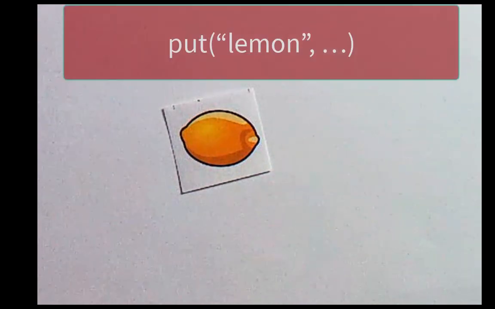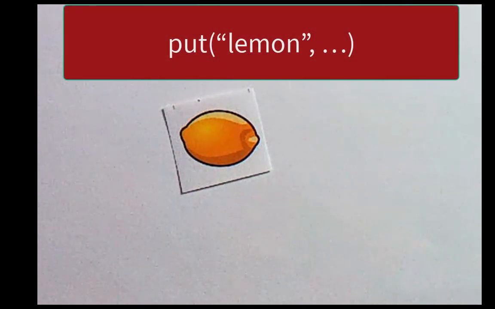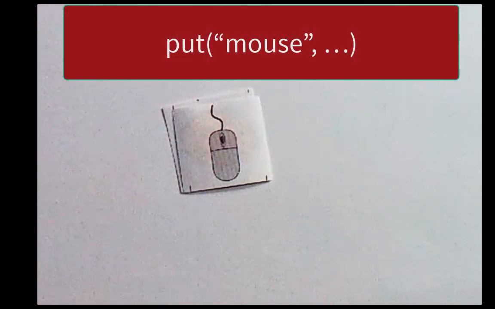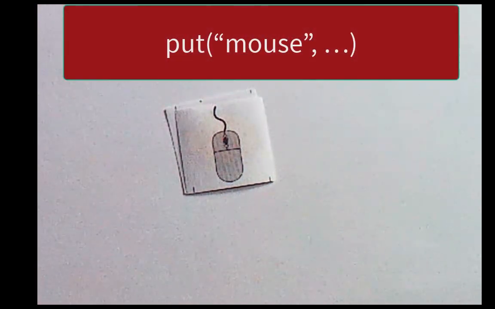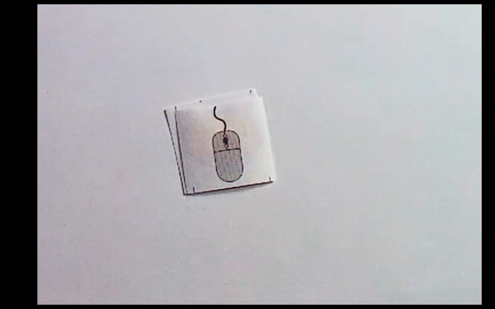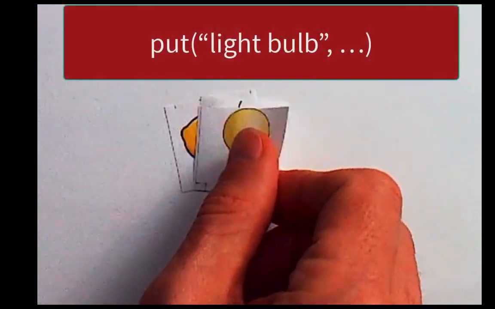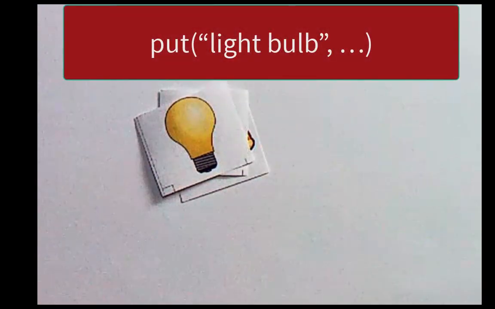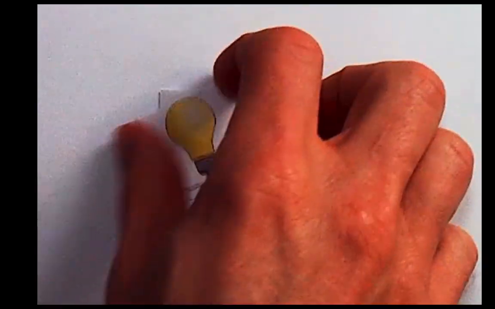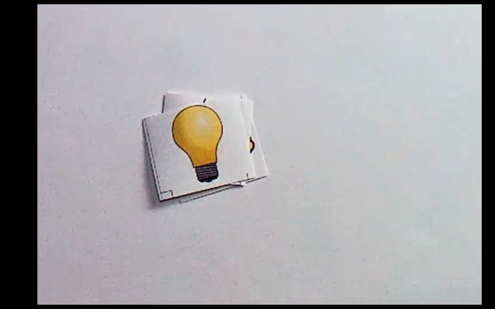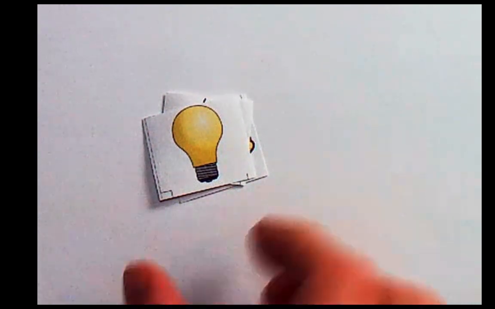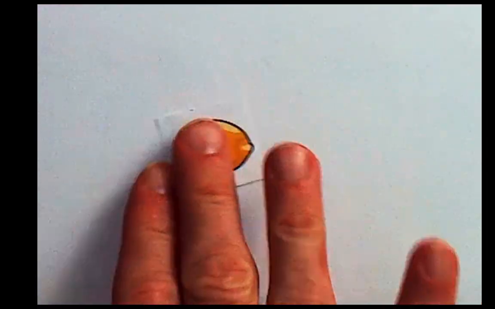So imagine first that I put a lemon in my list. And then maybe after that, I put a mouse in my list. Then maybe after that, I put a light bulb in my list. Okay, on the surface, it might seem like my put operation is being done in constant time, but I am actually neglecting something. If you remember, the put operation may update a value. So I'm going to start over again.